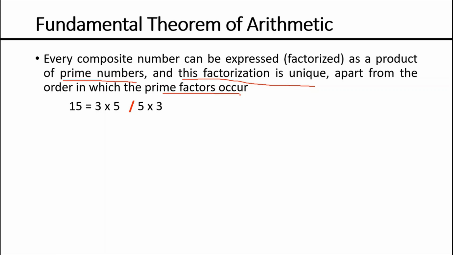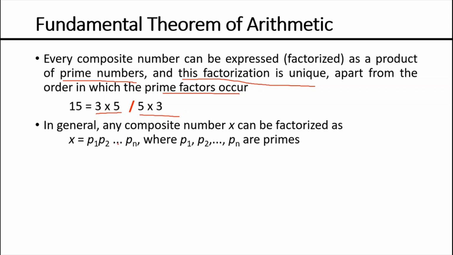Now, taking an example of 15, it can be factorized into prime numbers 3 and 5. So 3 into 5 is the same as 5 into 3. This factorization is unique, and the order in which they appear doesn't matter. In general, any composite number x can be factorized as p1, p2, up to pn, where all these p's, which is p1, p2, pn, are prime numbers.